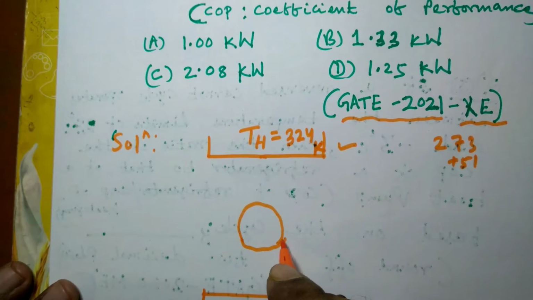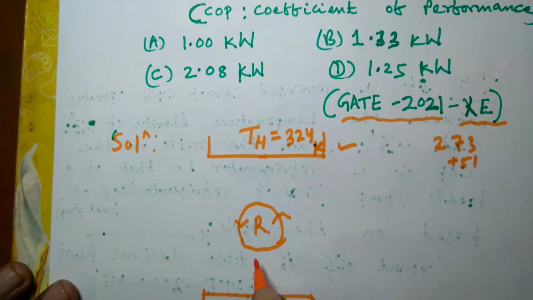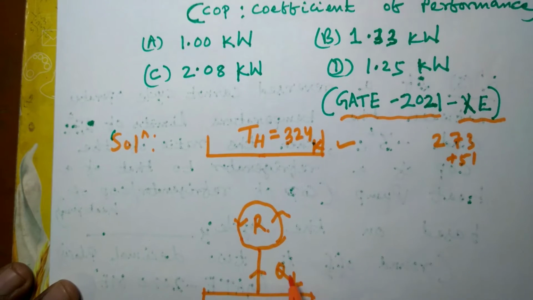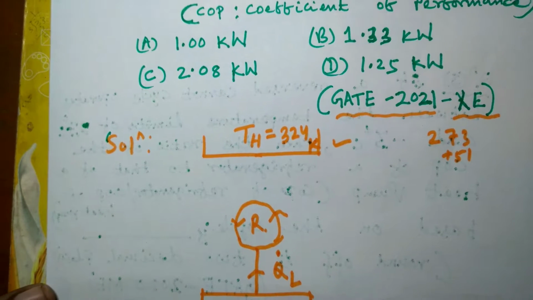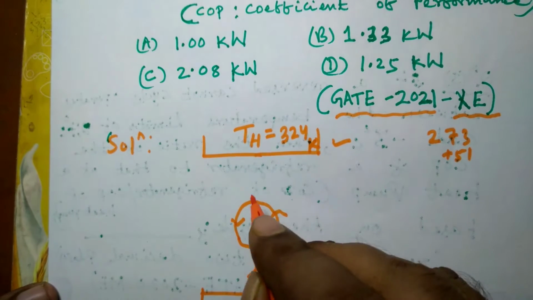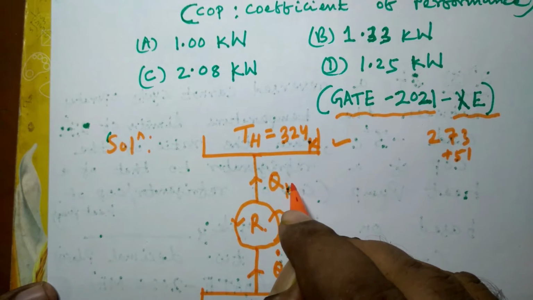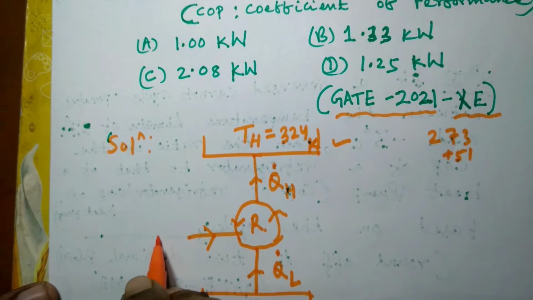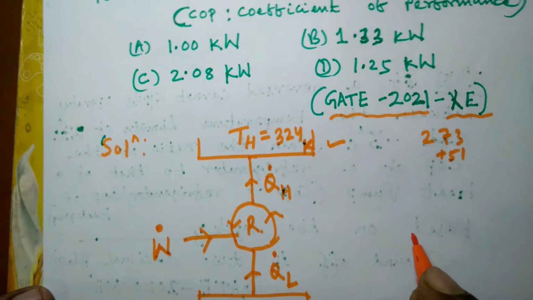Suppose the refrigerator is operating like this, it's an anti-clockwise device, and this is Q dot L, the heat removed in the evaporator. And this is Q dot H, the heat rejected to the surroundings in the condenser, and suppose this is W dot, the power input.